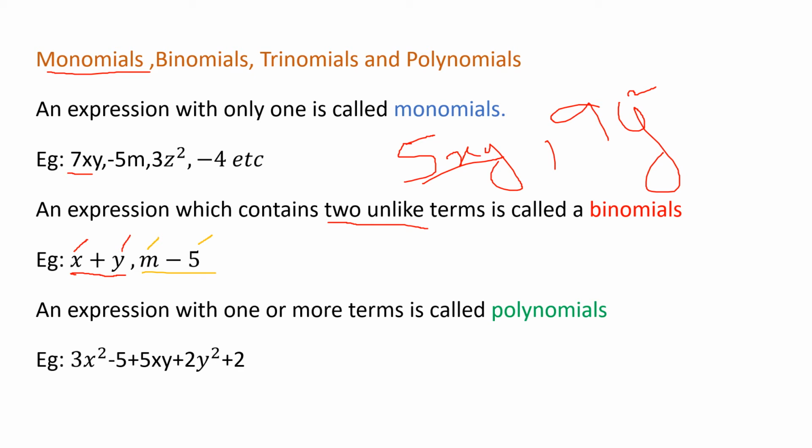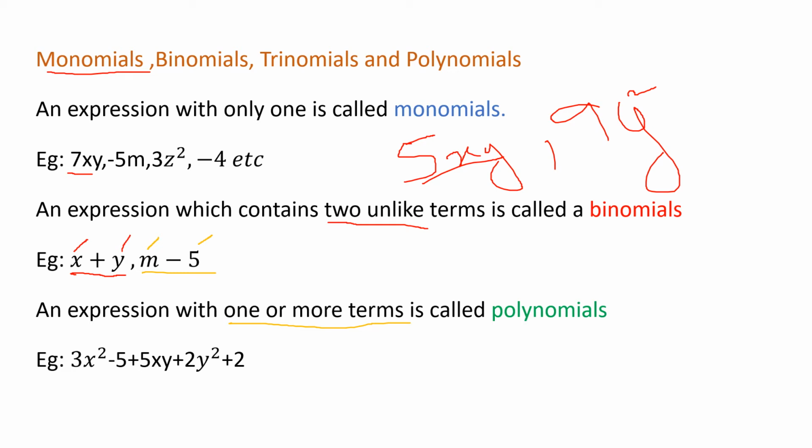And the third one we are going to learn is polynomials. What is a polynomial, children? An expression with one or more terms is called a polynomial. Look at here. We are having here 3x square minus 5 plus 5xy plus 2y square plus 2, where we are having more than one or two terms.